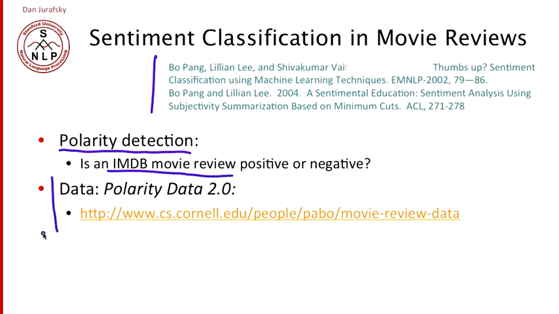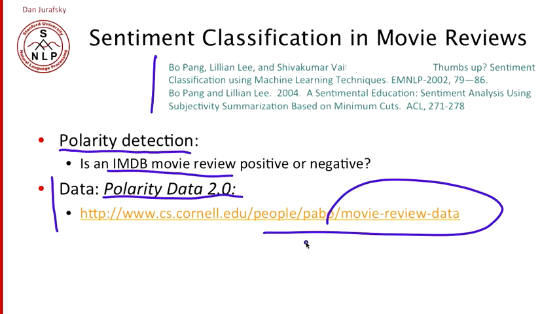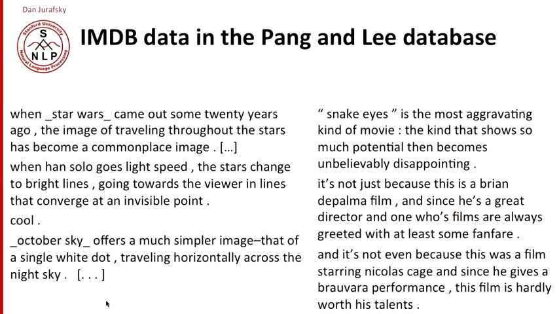And they've released some data that's often used in research called Polarity Data 2.0, which is a set of IMDb movie reviews that have been text normalized. And I pointed you here at the URL for that. Here's some examples of movies from their database. Take a look and see if you can decide which one's positive and which one's negative.